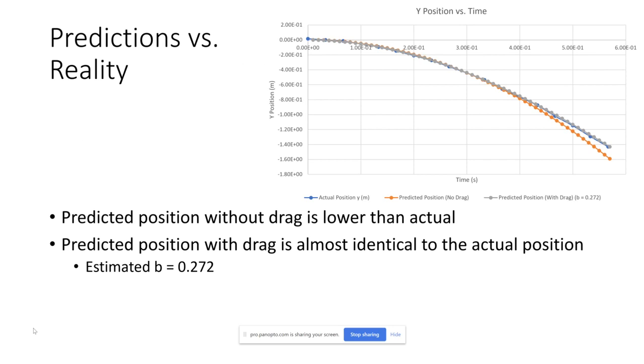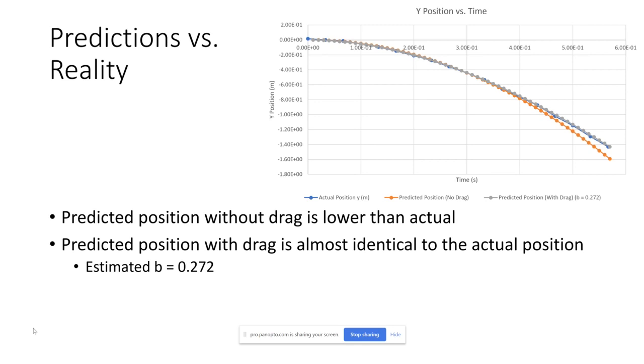I plotted all three position versus time graphs on this plot, with the actual position measured in Tracker being the blue line, the predicted position without drag being the orange line, and the predicted position with drag being the gray line. And as you can see, the predicted position without drag is lower than the actual. This is because there is no upwards force, and therefore the object is able to fall farther.